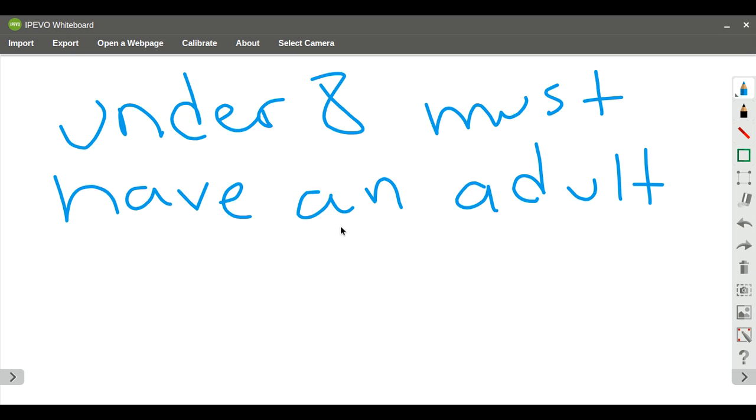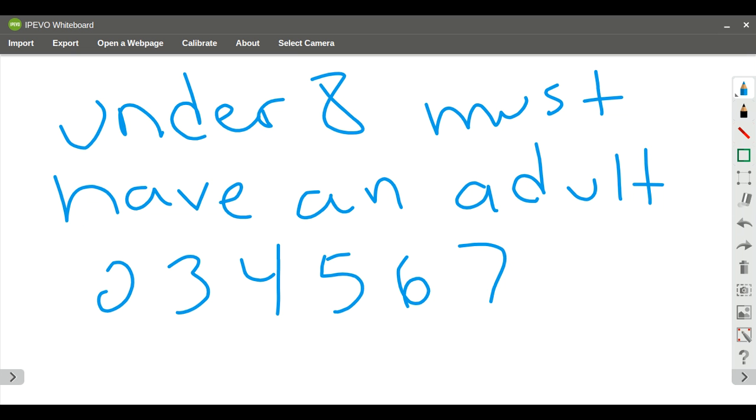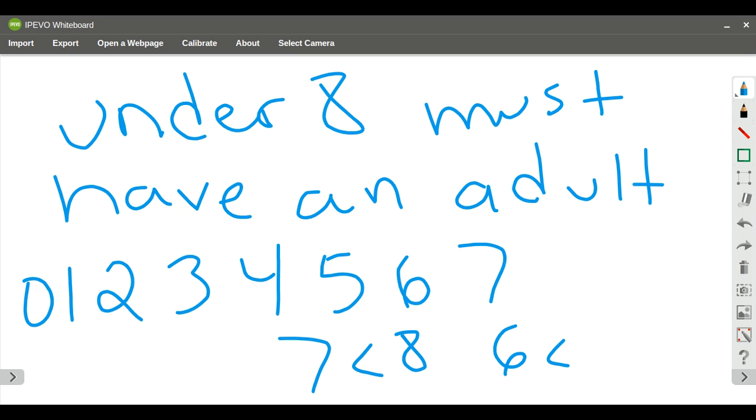So the first question I'm going to have is, what ages can I have for children under the age of 8? So I could have 7, I could have 6, 5, 4, 3, 2, 1, and I could have an infant. So those are the ages that I can have that are going to be children. Now, I don't want to have to write an inequality for everyone. I don't want to have to write 7 is less than 8, 6 is less than 8, 5 is less than 8. That's going to be very repetitive.